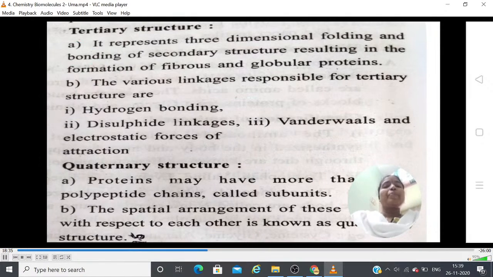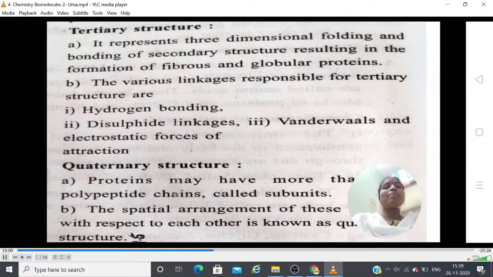Next, go to the third level of the structure of protein, that is tertiary structure. It represents three-dimensional folding and bonding of secondary structure, resulting in the formation of fibrous and globular proteins. The various linkages are responsible for the tertiary structure.